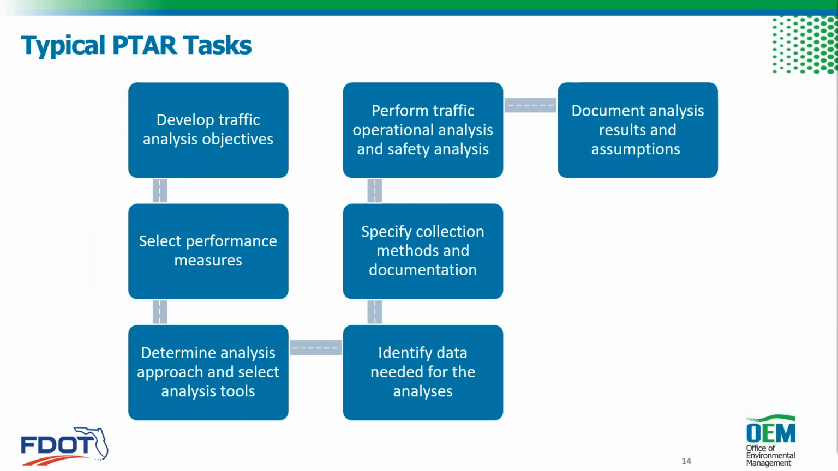So here's an overview of the PTAR tasks. You start with developing your traffic analysis objectives, which we just talked about. And from there, you can set the rest of the scope of the study. You select your performance measures, determine the analysis approach and analysis tools. Then from there, you can determine what type of data you need. You collect that data, perform the analysis, and document it. So the rest of this training today, we'll be talking about these other steps.